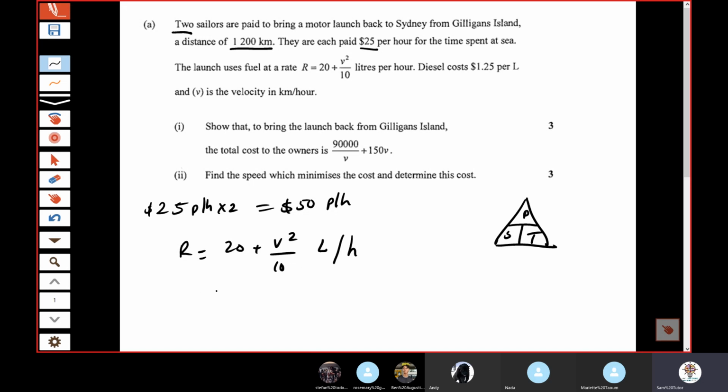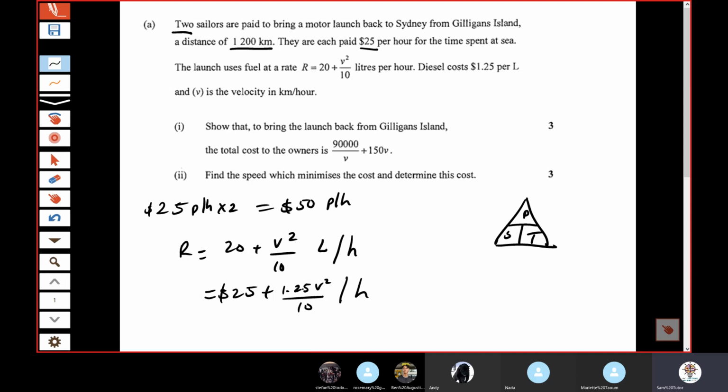So we agree with that so far? What's 20 times 1.25? 25. So 25 plus, let's just write for now, 1.25 V squared on 10, per hour. Does that make sense? These are costs, not how many litres. Yeah, dollars per hour. Which makes sense, that's how much it costs to run.